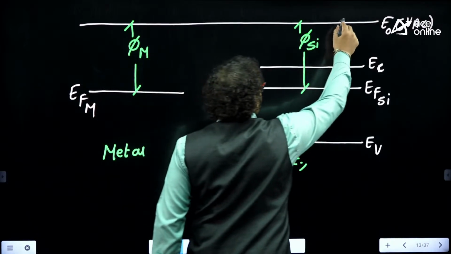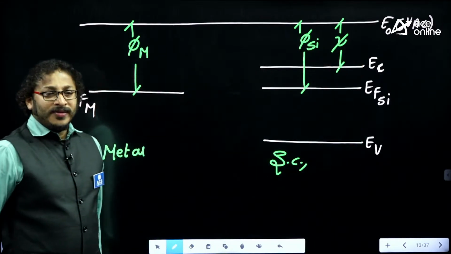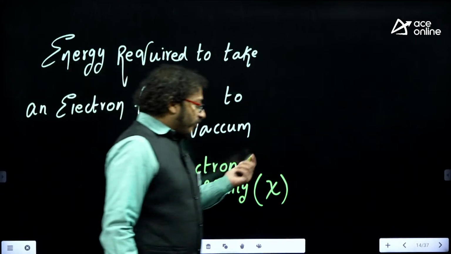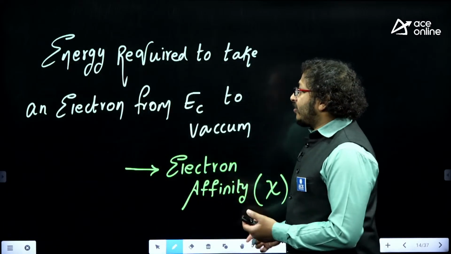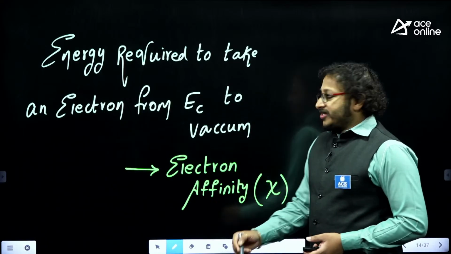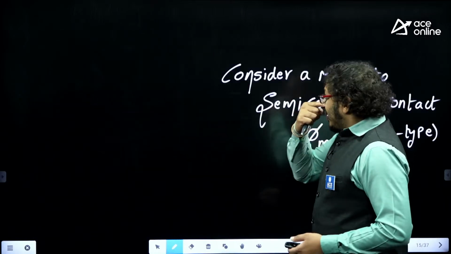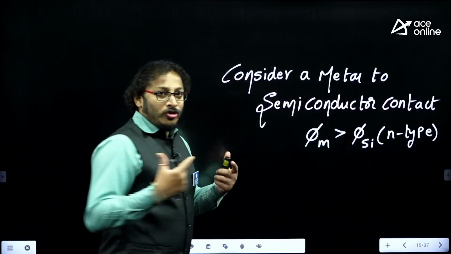Whereas this is taken as xi, electron affinity. For your notes, I have given here the energy required to take an electron from EC to the vacuum level, which is none other than, tell me, dear students, electron affinity. I believe you got some idea.